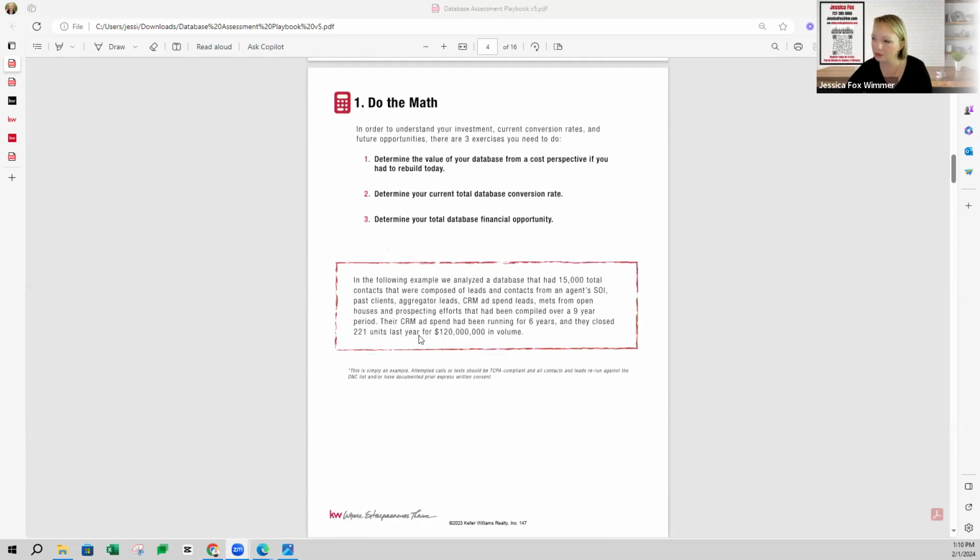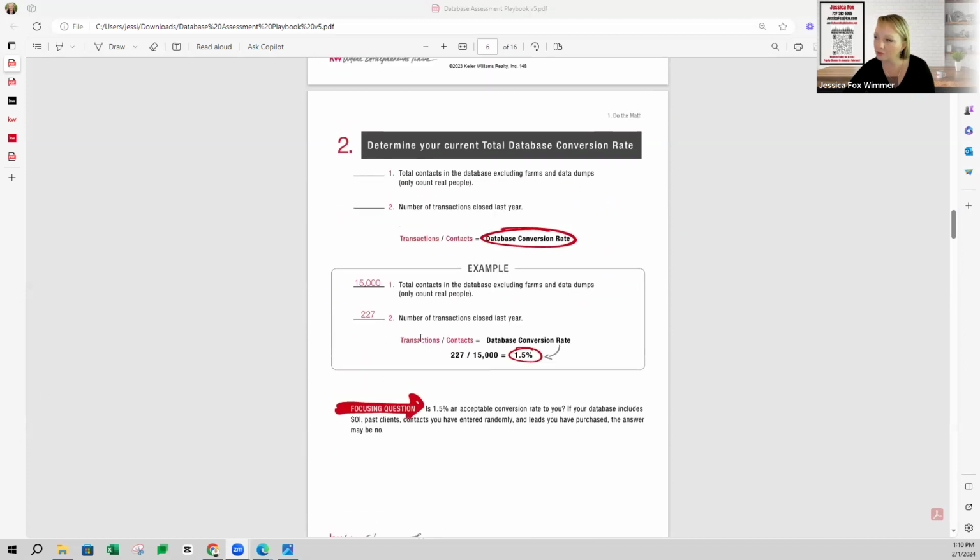is actually on page 6. And it's really just assessing where you're at. So, Eric, real briefly, how many closings did you have from your database last year? Sphere of influence, past clients, that gang. How many units? Keep math easy.